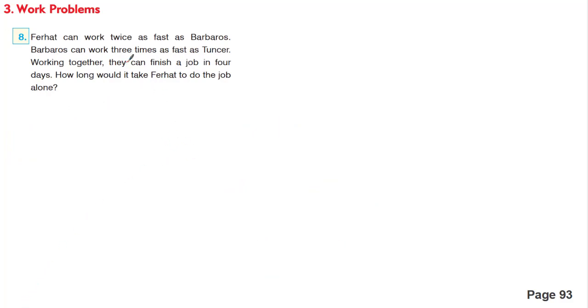Ferhat can work twice as fast as Barbaros. So let's say Ferhat's work rate is 1/f. That gives us Barbaros's work rate, Ferhat's work rate being 3 times Barbaros's work rate. Barbaros can work 3 times as fast as Tuncer. Now, working together, they can finish a job in 4 days.